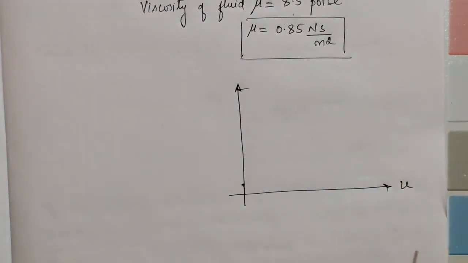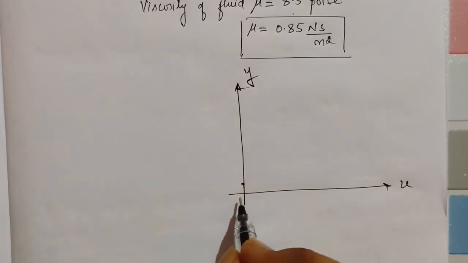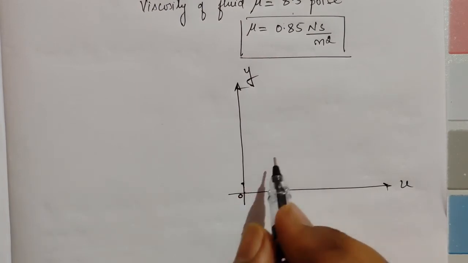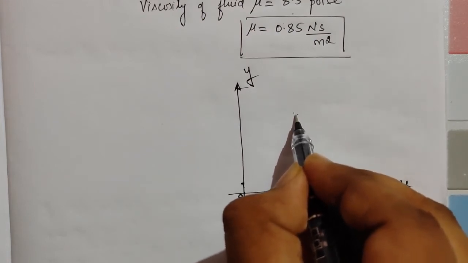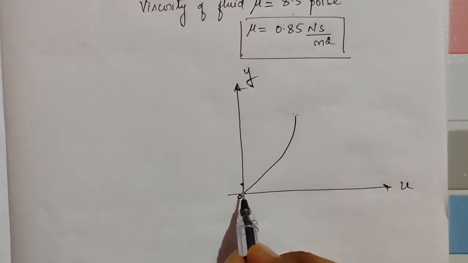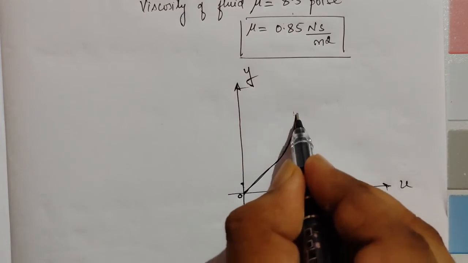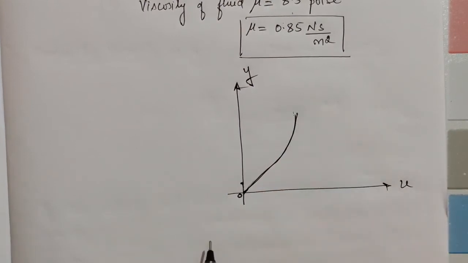I'll take this as velocity and this as distance. This is the 0 point, right? So the velocity profile, how is that? It is parabolic. So how is the parabola? This is the parabola. Initially it is 0, and as we go up, as the value of y and u increases, it will give the shape of a parabola.